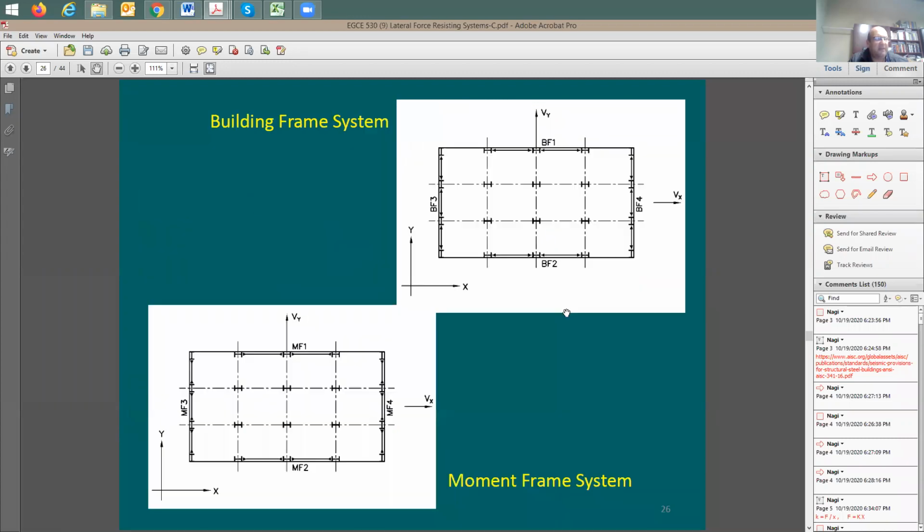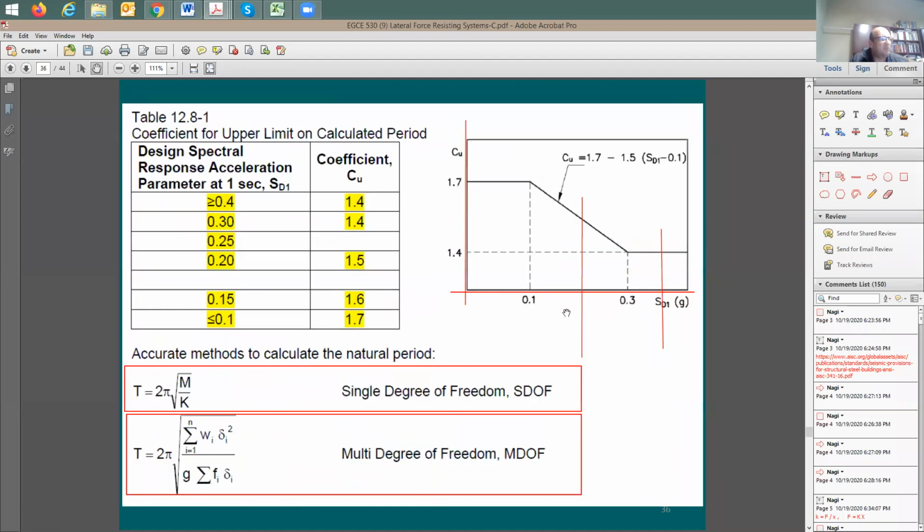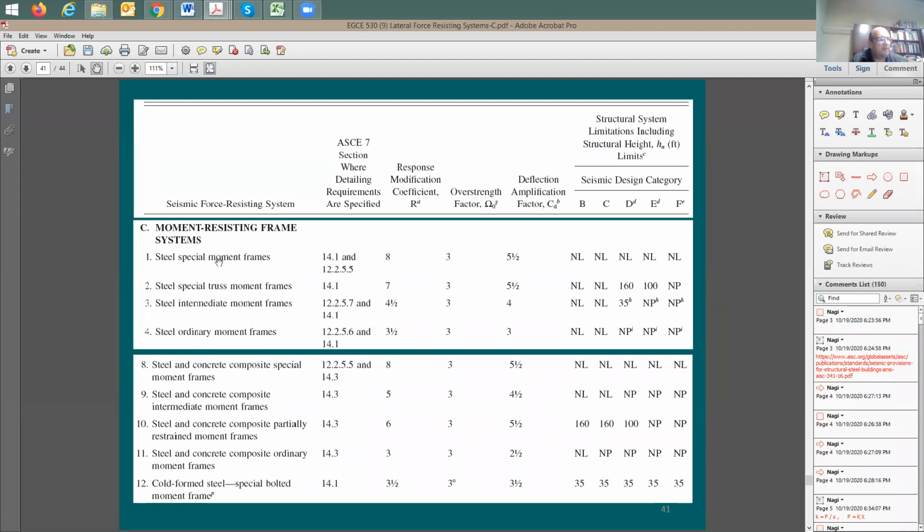So once you have the RBS, this is going to qualify you to have a special moment frame. What is a special moment frame? You can go here to moment frame system, right? And you can use R of 8. Okay.